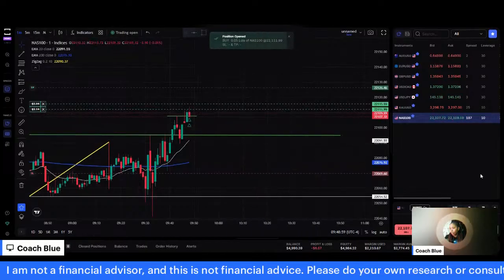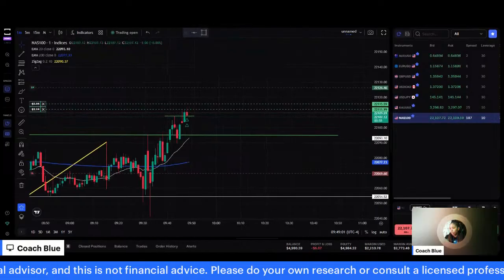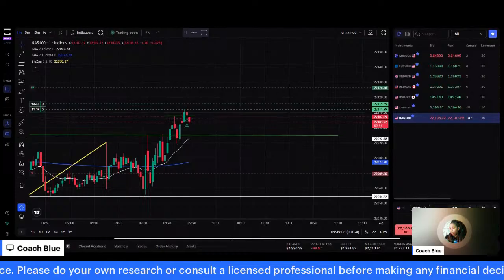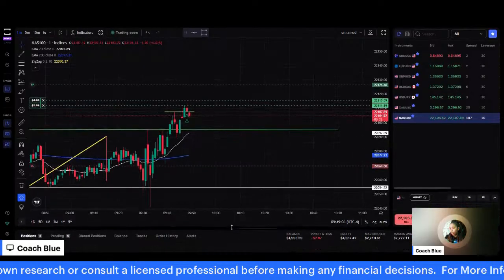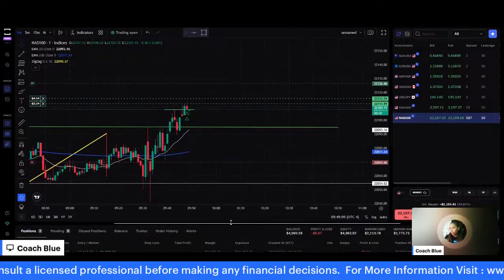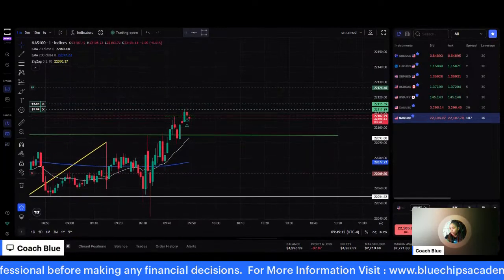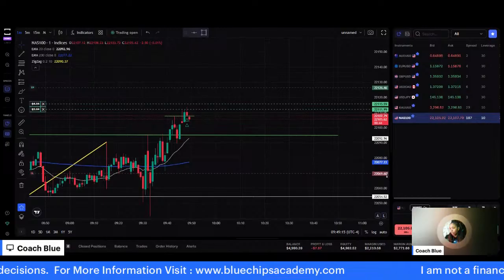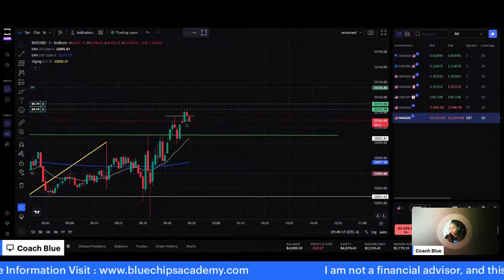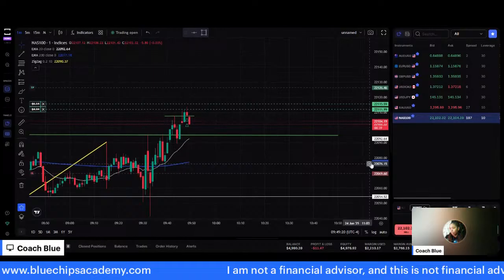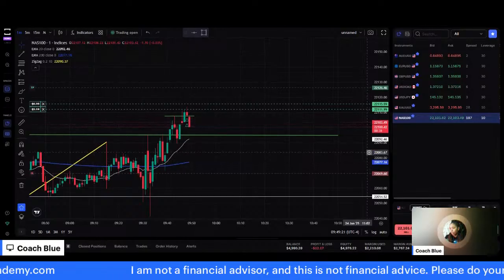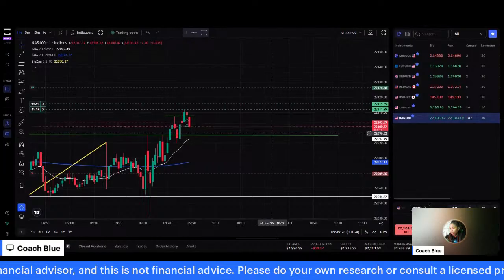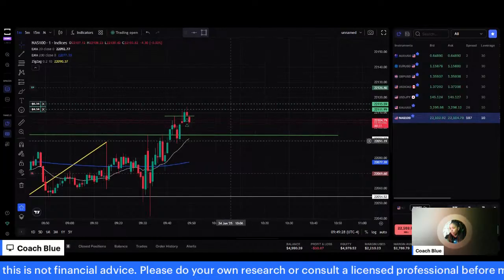Now, these are my levels here. Let me pull it up here. Let's see. My stop loss is at 22,069.60, and my take profit is at 22,126.46. So we'll see how this plays out, guys.